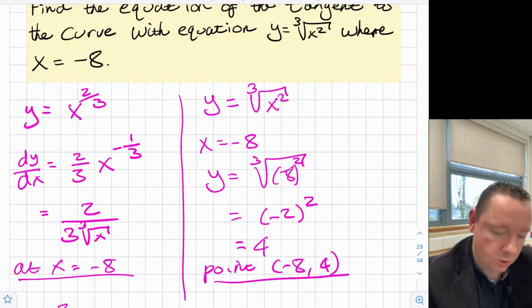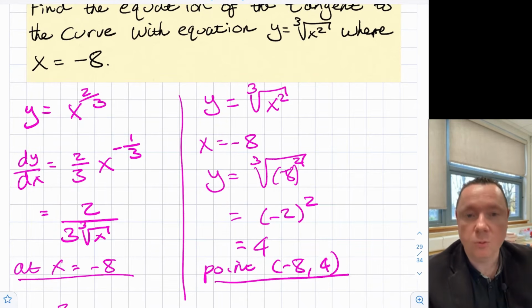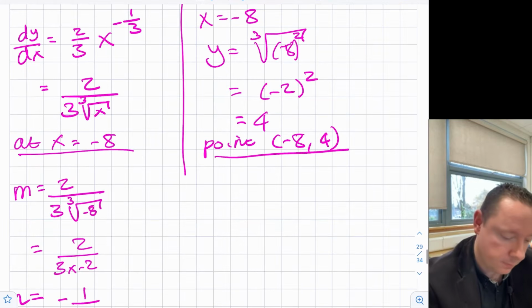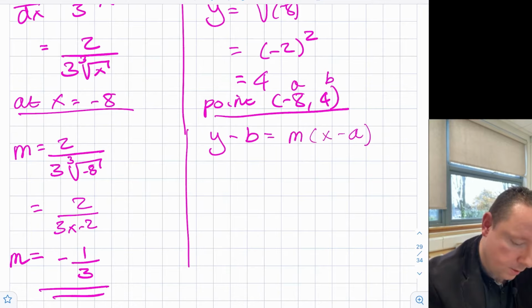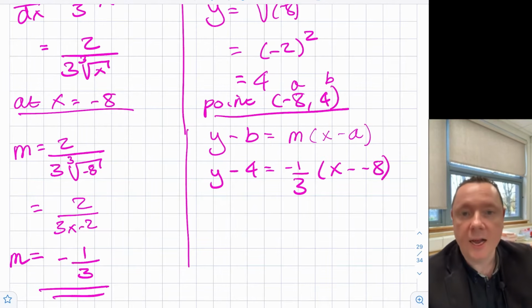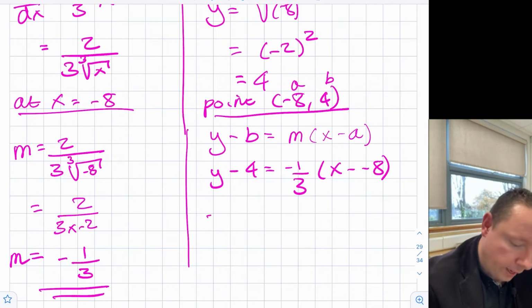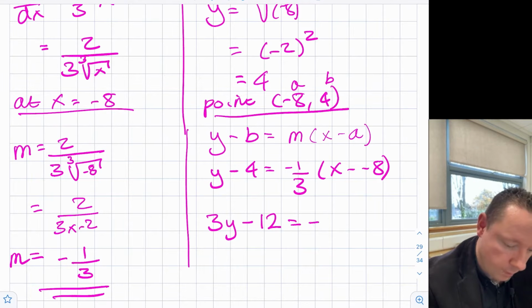And now we're almost finished. We've got our point, we've got our gradient, so we can use y minus b equals m(x minus a). So using y minus b equals m(x minus a), there's our a and b. We've got y minus 4 is minus 1/3 (x minus minus 8). Tidying that up by eliminating the fraction, I'll just multiply through by 3. We get 3y minus 12 equals minus 1x plus 8.